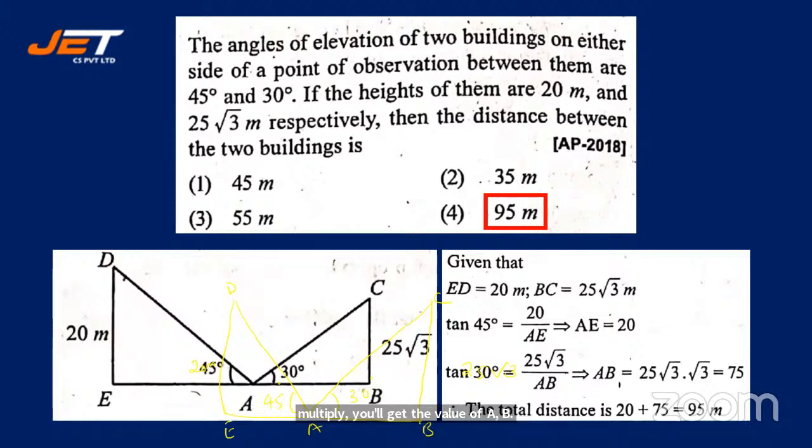So now we want the distance, isn't it? The distance between the two buildings, which is EA plus AB, that is 20 plus 75, which is 95. All right, students.